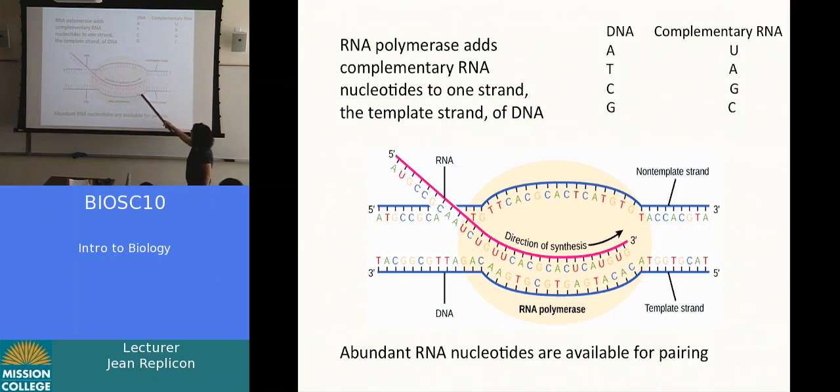Everywhere on the DNA there's a C, the RNA gets a G nucleotide. And everywhere there's a G, the RNA that's added is a C nucleotide. And so we're making a complementary copy. It's not an exact copy. You see, we're not adding a C where there's a C.